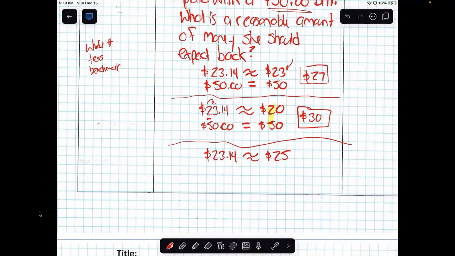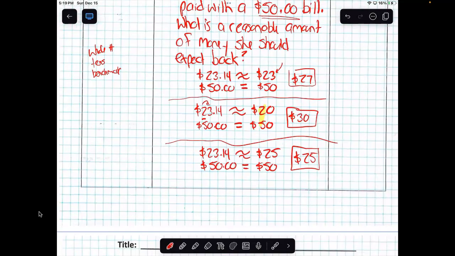So we're going to turn $23.14 to 25. Again, $50 is a nice, easy number to work with, so we're going to keep it at $50. And again, I know all of you can count by 25, so 25, 50, we would have a difference of about $25.